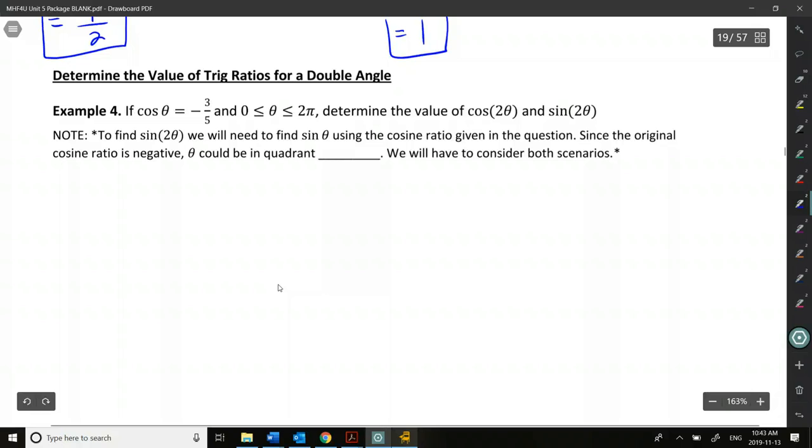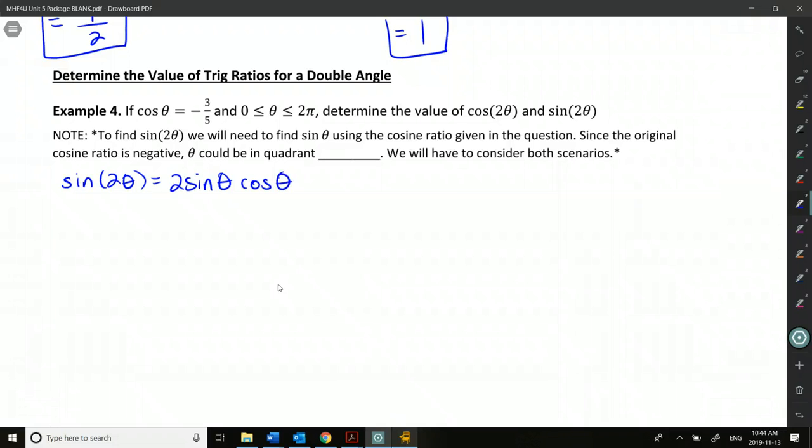If cos of theta equals negative 3 over 5, and theta is between 0 and 2 pi, so it's just in that first rotation, determine the value of cos 2 theta and sine 2 theta. Just as a little note, to find sine of 2 theta, we need to find sine using the cosine ratio that's given to us. So we're going to need, because the sine of 2 theta is equal to 2 sine theta cos theta, we also need from this to be able to find the sine of that same theta.